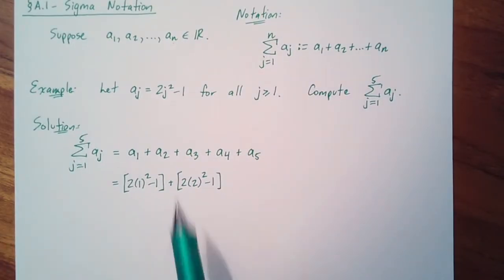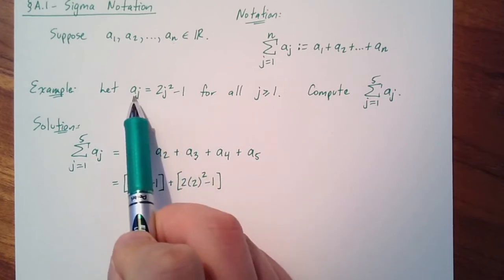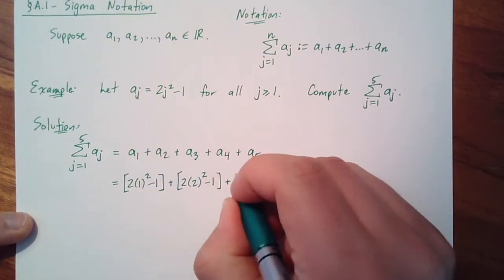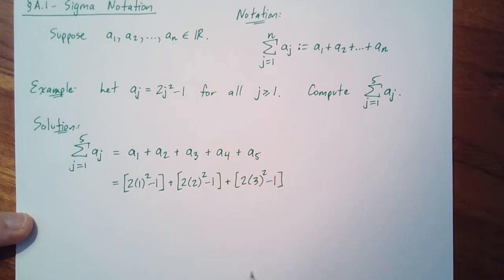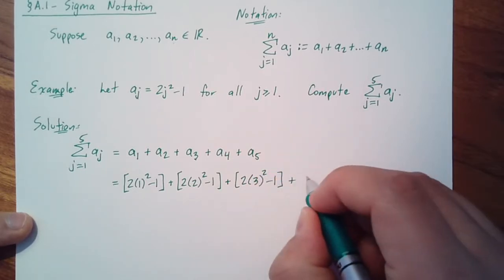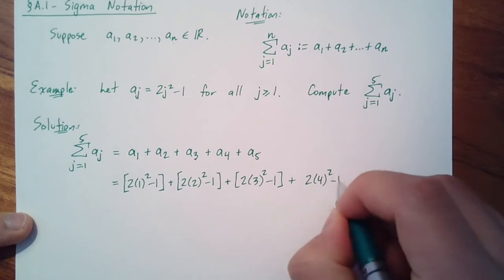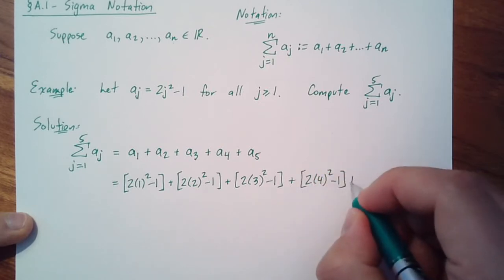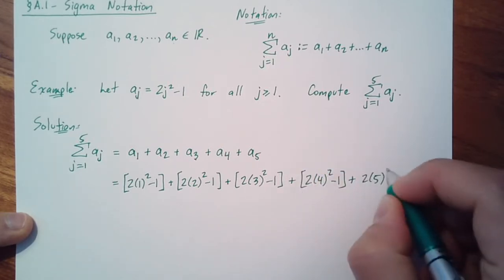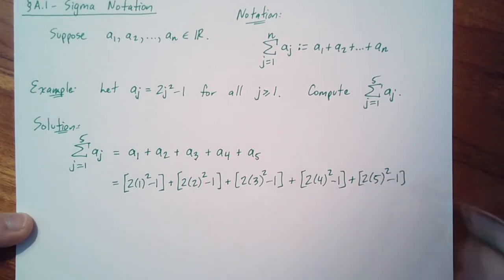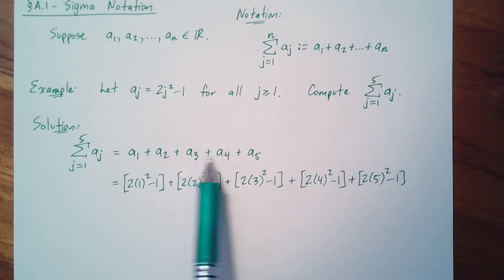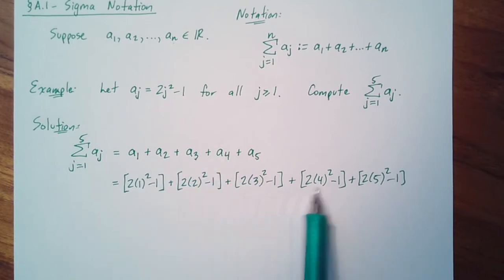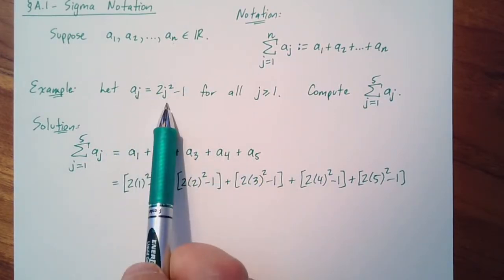Okay, great. Now plug in 3 for j. We're going to get a3 is equal to 2 times 3 squared minus 1. a4 will be 2 times 4 squared minus 1. And then the very last one will be 2 times 5 squared minus 1. And now we've replaced each of these symbols with what they actually mean, which is use this formula to actually find out what their number is.